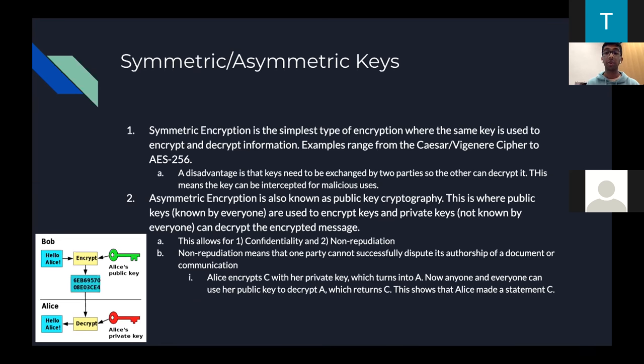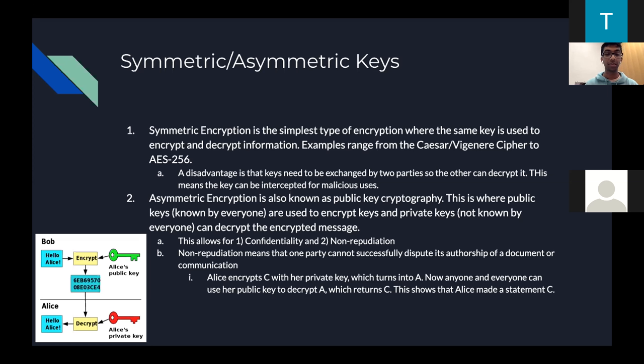It's also known as public key cryptography. This is where everybody has a public key and a secret key, but the secret key is only known to you, and the secret key decrypts what was encrypted with your public key. So looking in the bottom left, if Bob wants to send a message to Alice, he encrypts it with Alice's public key, which everybody knows.